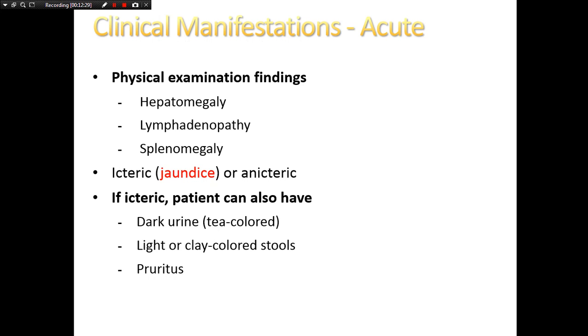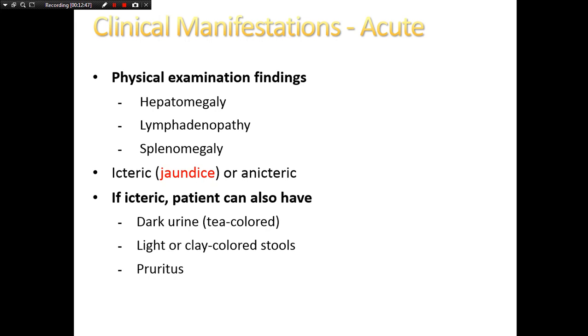Some of the physical examination findings during the acute phase, like we said, an enlarged liver, but we also might see enlarged lymph nodes, an enlarged spleen. And you can have an icteric or an anicteric phase, so if the patient's jaundiced or they're not.